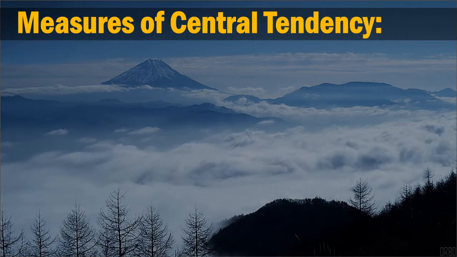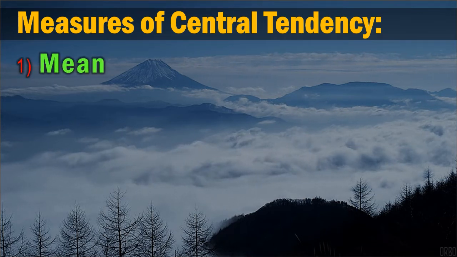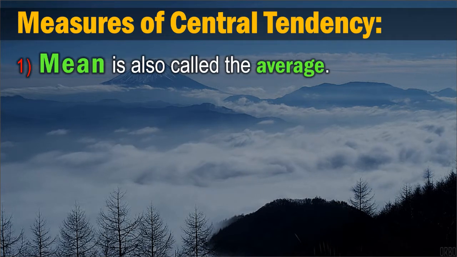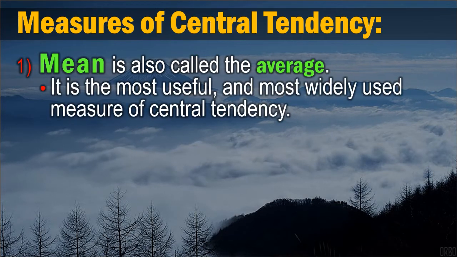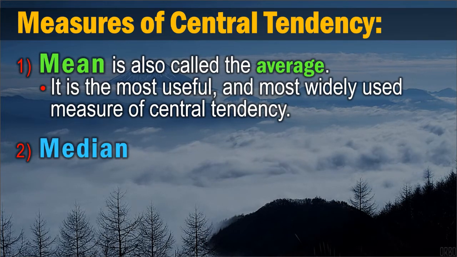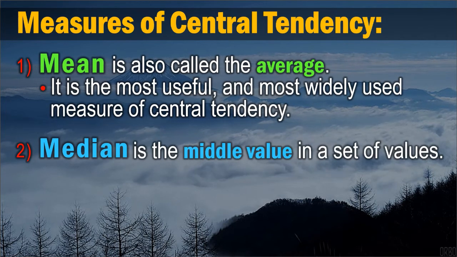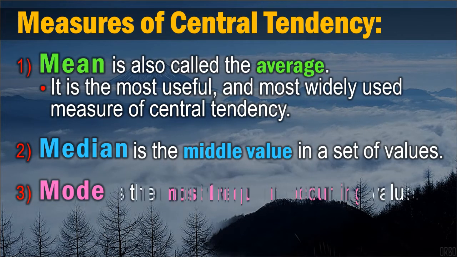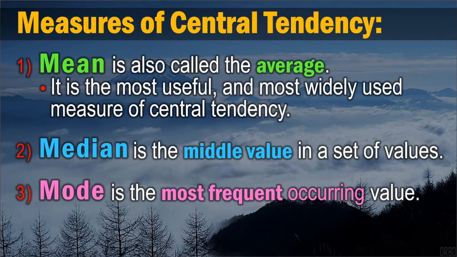Let's have a review. Measures of central tendency. First, we have the mean. It is also called the average. It is the most useful and most widely used measure of central tendency. Now we have the median. It is the middle value in a set of values. And we have the mode, which is the most frequent occurring value.